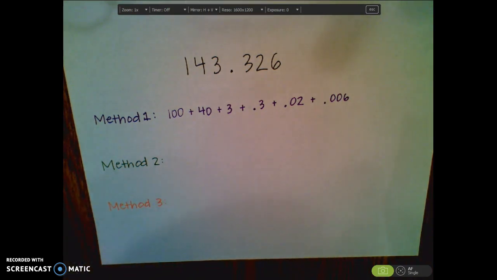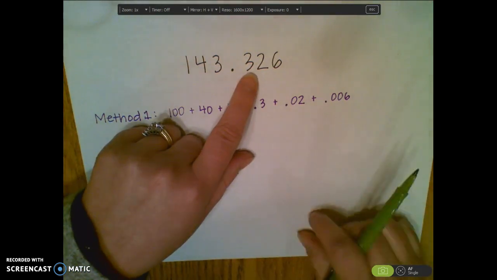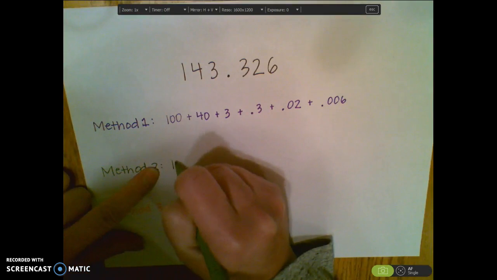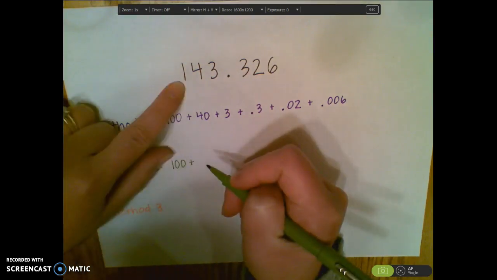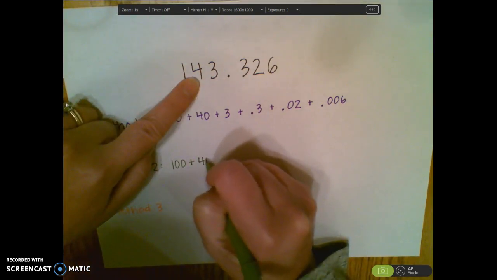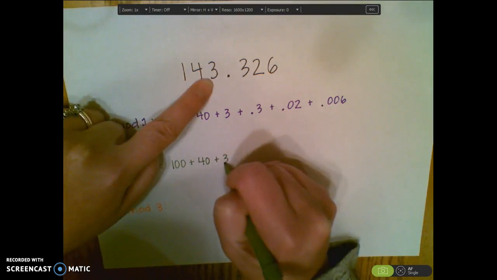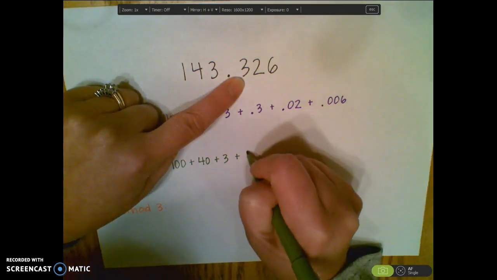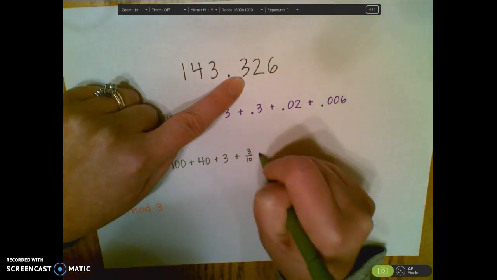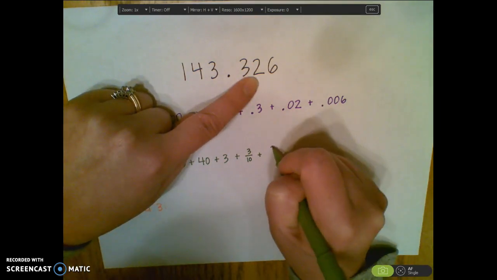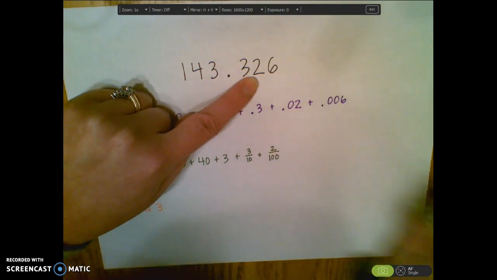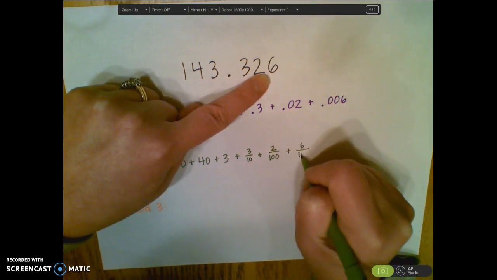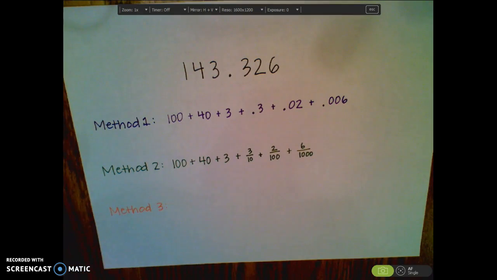pardon me, the second way I want to show my decimal number is with fractions. So here again, I'm going to start with my whole numbers. The value of the 1 is worth 100, the value of the 4 is worth 40, and then the value of 3 is worth 3. Now this is 3/10ths, so remember I show that as a fraction like this. This is 2/100ths, so again as a fraction I show it that way. And then this is 6/1000ths, so I show 6/1000ths that way.